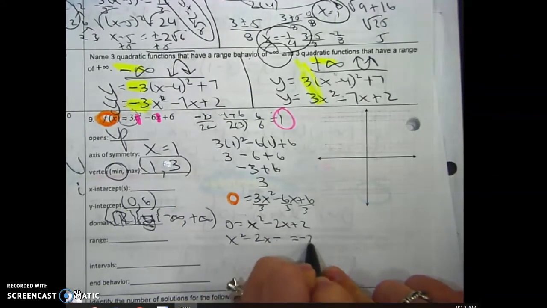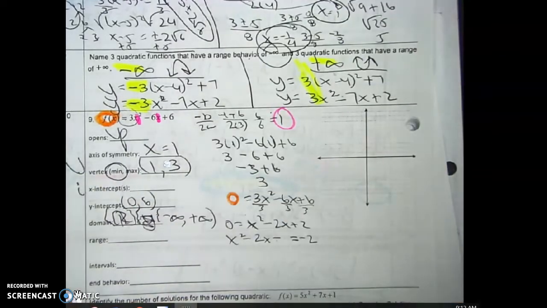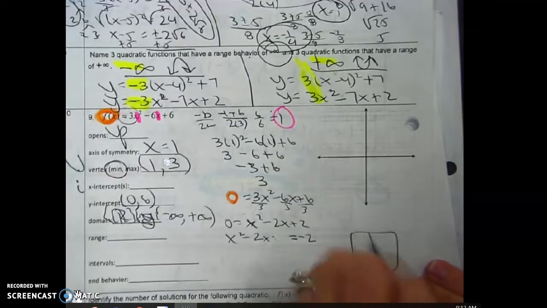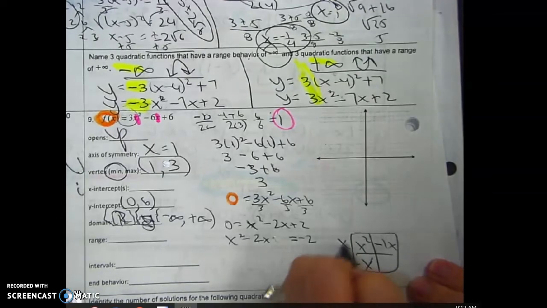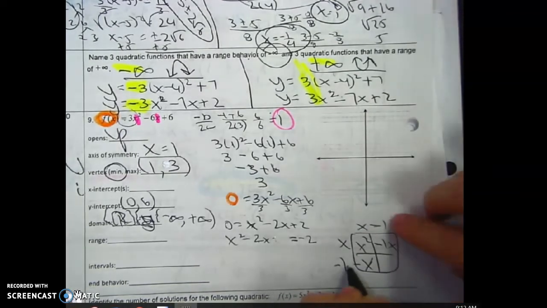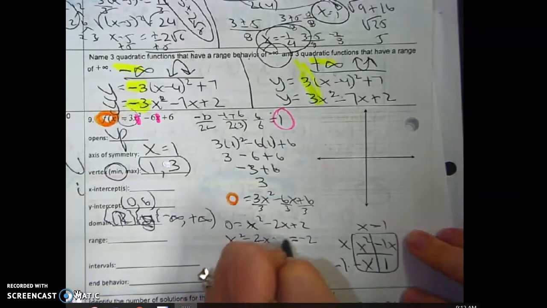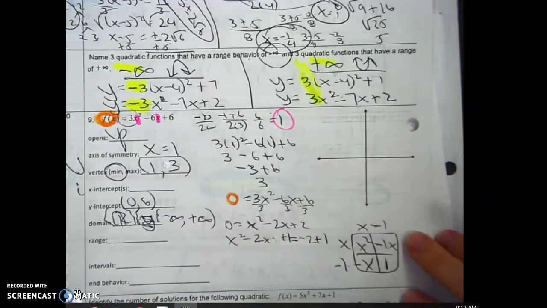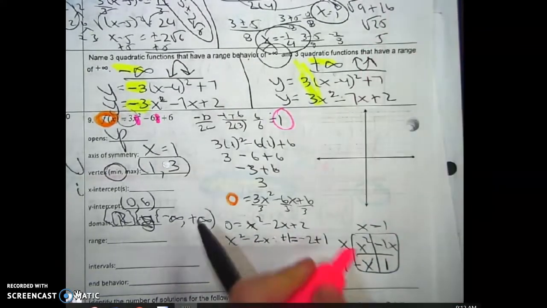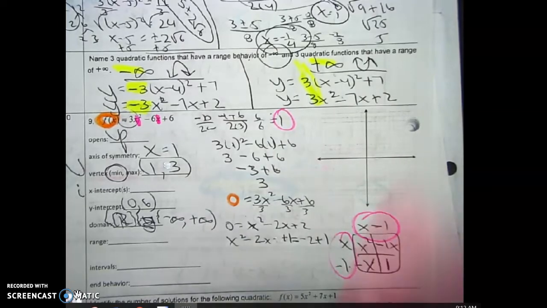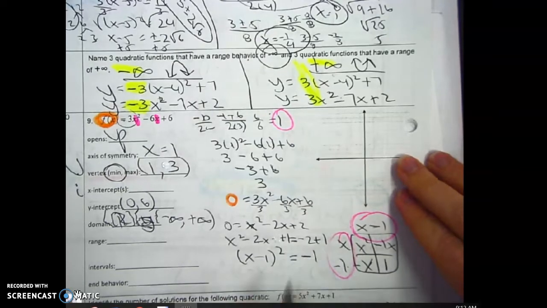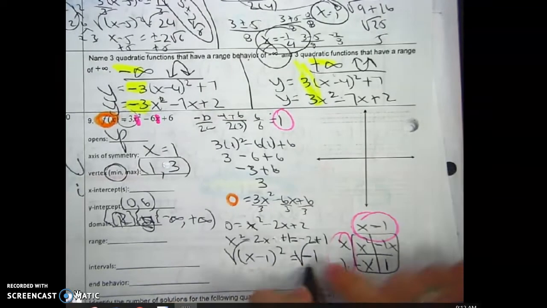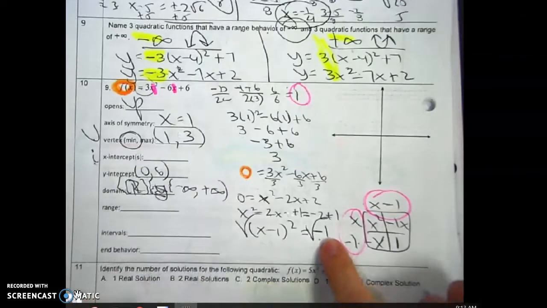I should leave space. And now I'm going to complete my box. x squared, half of that, negative 1x, negative 1x, x, negative 1, negative 1. Negative 1 times negative 1 is 1. So plus 1, plus 1. Now remember the outside of my box goes here, (x minus 1) squared. Negative 2 plus 1 is negative 1. When I square root, there's my imaginary that my calculator showed me.